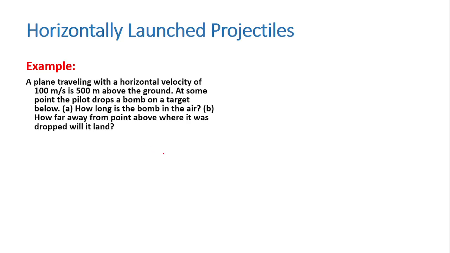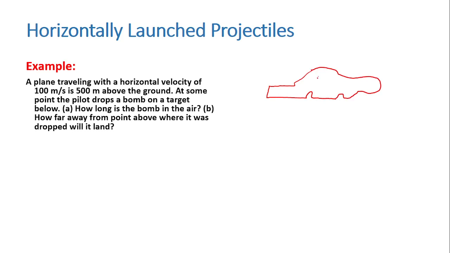The first example is saying a plane traveling with a horizontal velocity of 100 meters per second is 500 meters above the ground. Okay, so let me try to showcase this work in terms of a diagram. So let's assume this is our plane. Don't mind, I'm sure planes have tires. So this is our plane.